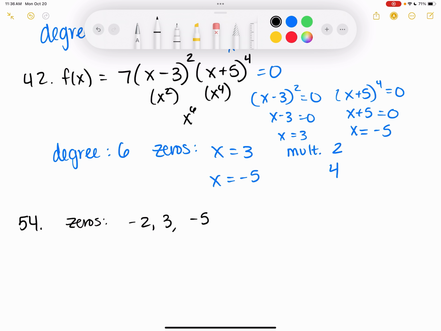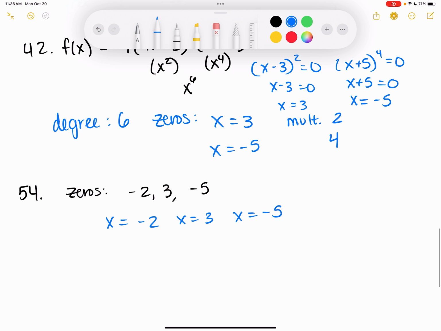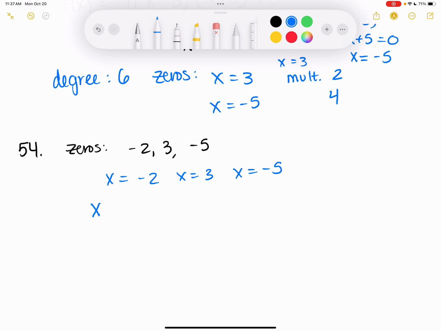If I'm trying to find the cubic function, I'm undoing essentially what I did up here to find the zeros. I like to look at it this way. Once you're familiar with it, you don't really have to do it like this, but I like to look at it like this and then move the pieces over. So that means my factor is x plus 2. This one is x minus 3.